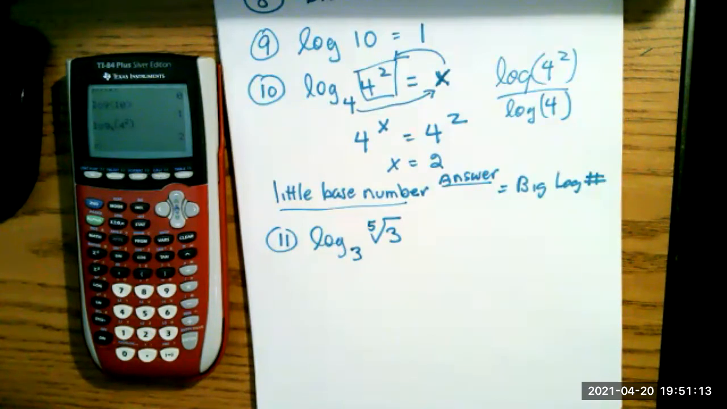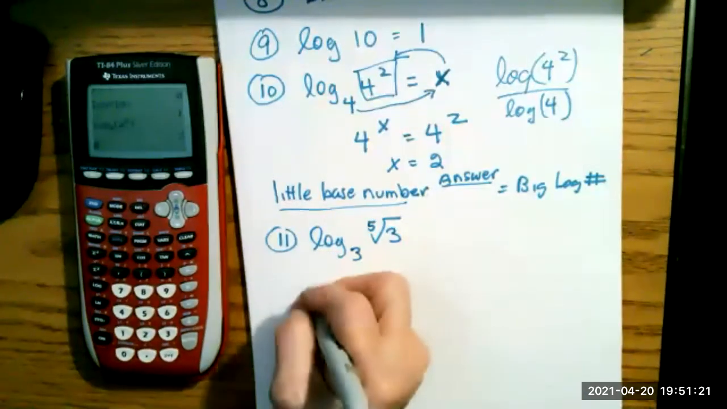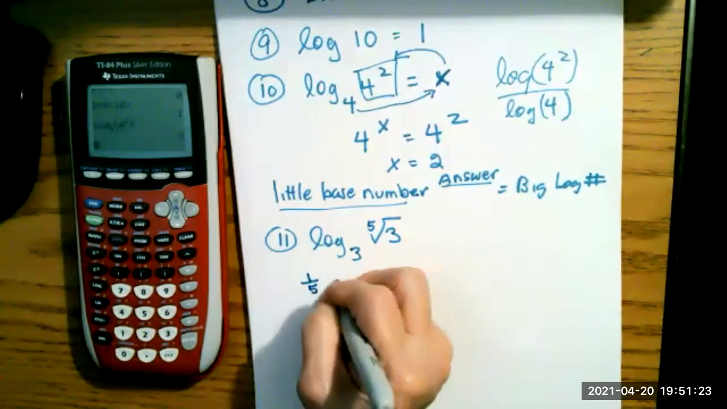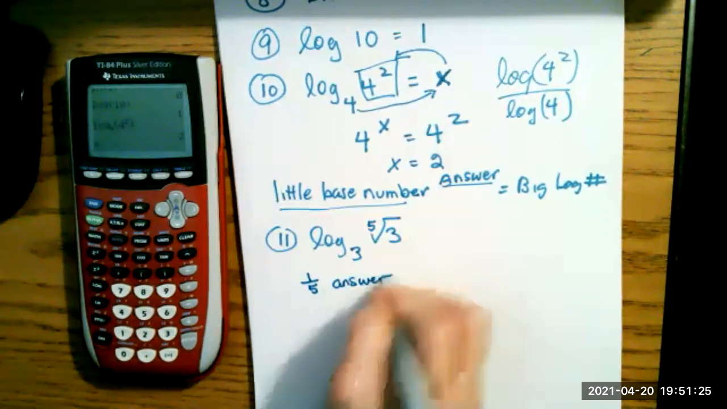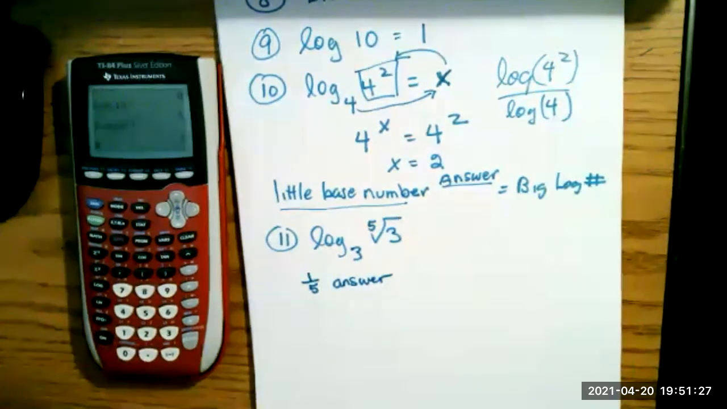I got 1.9. Nope. I'll tell you your answer. Your answer is 1/5. See if you can come up with it. It's 0. I got 0.2.